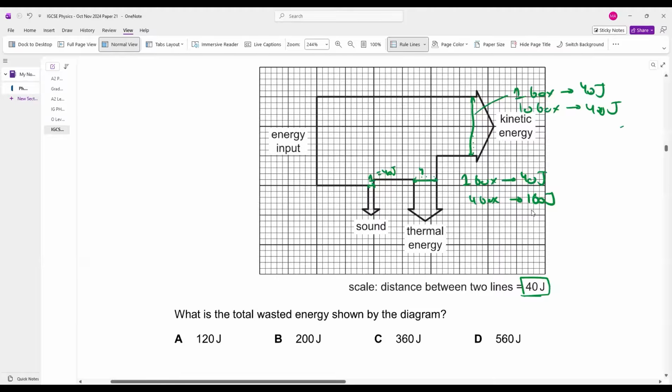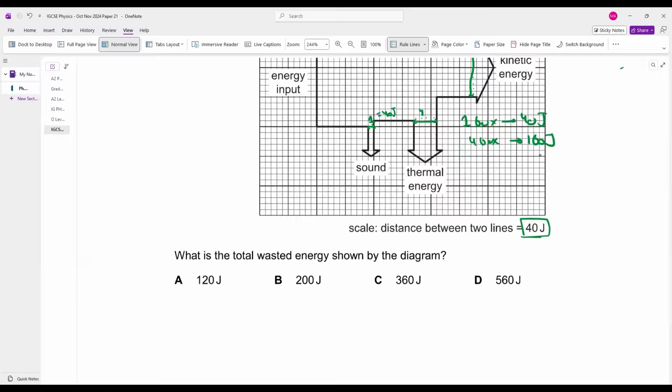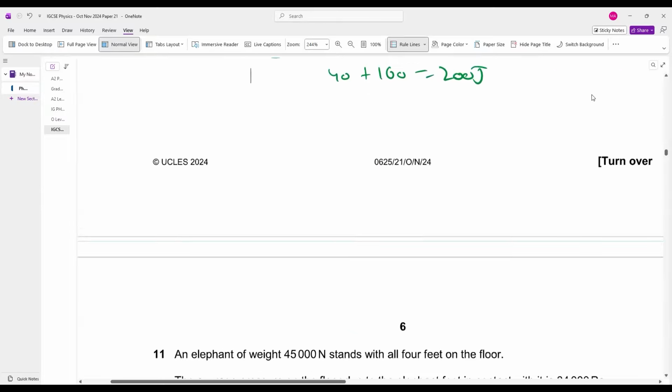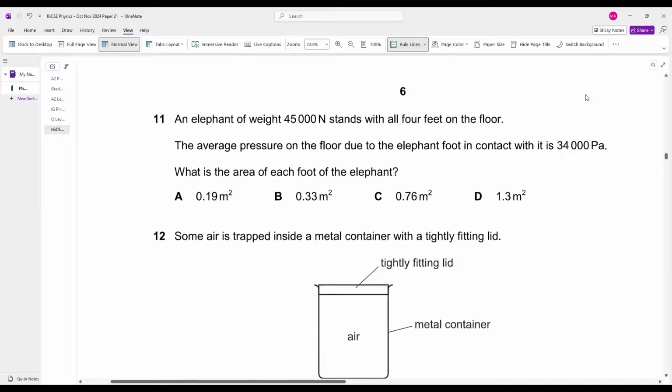Okay, so let's see what we have to find out. What is the total wasted energy shown by the diagram? The total wasted energy includes the sound energy and the thermal energy. The sound energy arrow is one width long, that is 40 joules of energy wasted. The thermal energy arrow has a width of 4, that is 160 joules of energy wasted. 40 plus 160 is equal to 200 joules of energy that is wasted. B is your answer. Let's further move ahead.